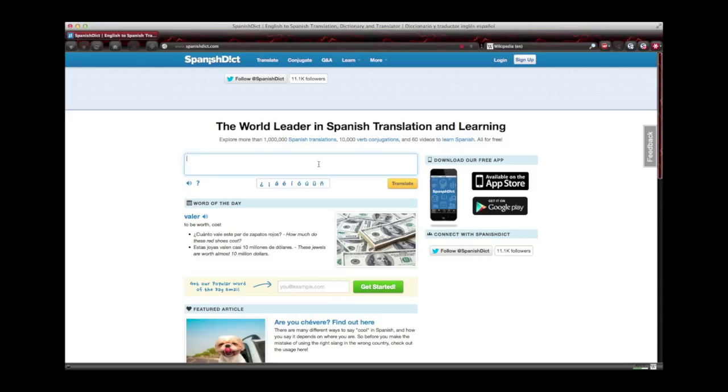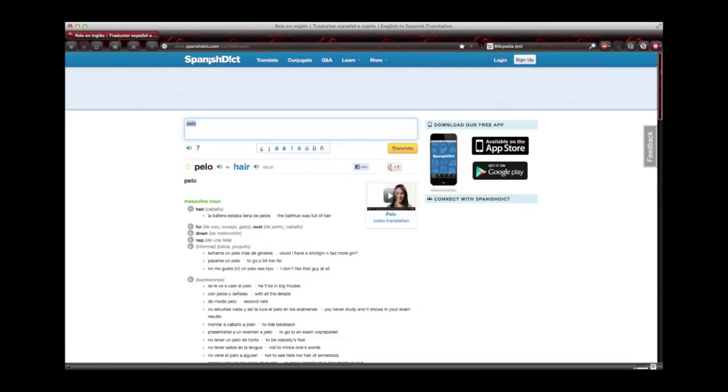But anyway, it will detect if you put in a single word or a whole phrase or sentence. If you put in a single word, it'll run it through the dictionary. If you put in a phrase or sentence, it will translate it for you. So that's convenient. But let's put in a Spanish word and see what we get. We're going to go with pelo, el pelo, which means hair in Spanish.